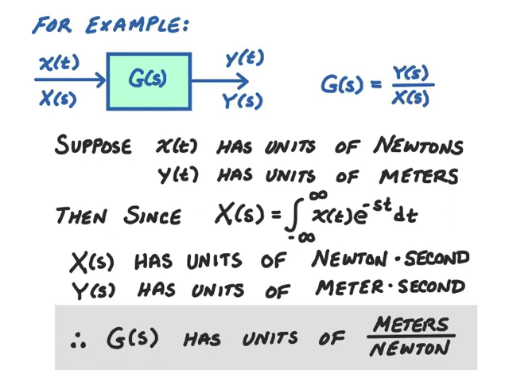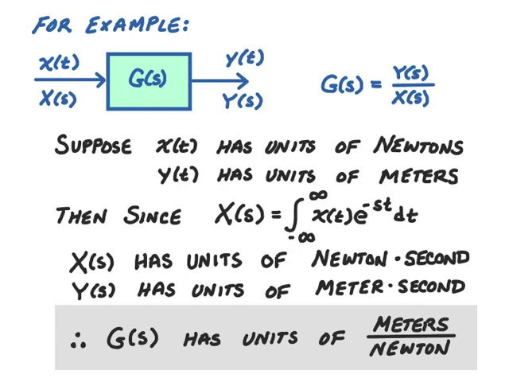Let me illustrate with an example. So let's suppose that x has units of newtons. It's a force input to the system. And y has units of meters. It's a displacement output. We can find the units of the Laplace transform of x of t, x of s. It's the integral from minus infinity to infinity of x of t e to the minus st dt. Since x of t has units of newtons and dt has units of seconds, x of s must have units of Newton seconds. By a similar logic, y of s must have units of meter seconds.